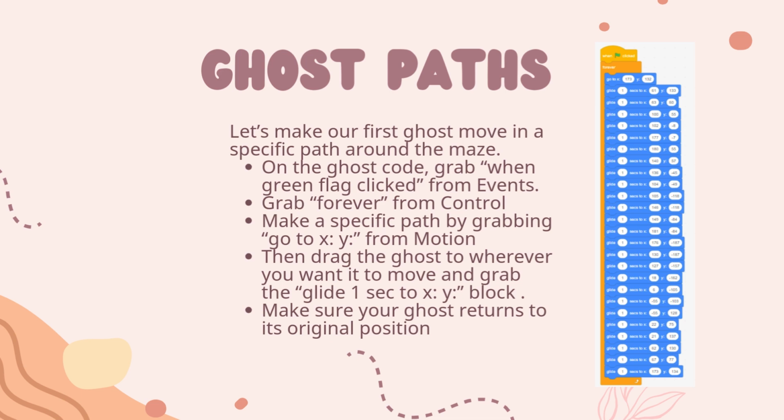Now to have it move, drag your ghost to the end of a wall before a turn and then glide 1 second to XY for motion. Do this repeatedly, move your ghost to a wall, grab the glide block and so on. Repeat this until the ghost returns back to its original position. It's going to be a lot of blocks, but you can do it. You can repeat this for another ghost if you would like. I just kept it simple here.